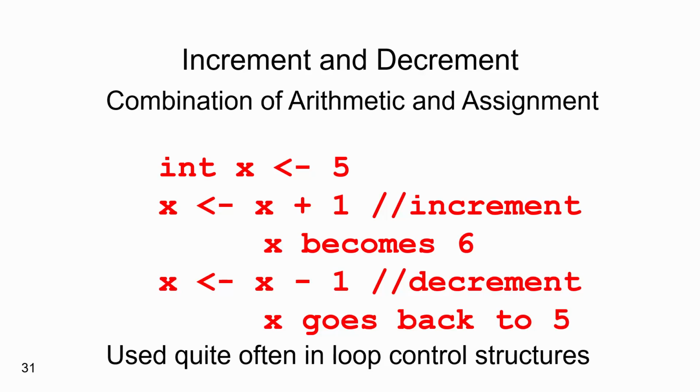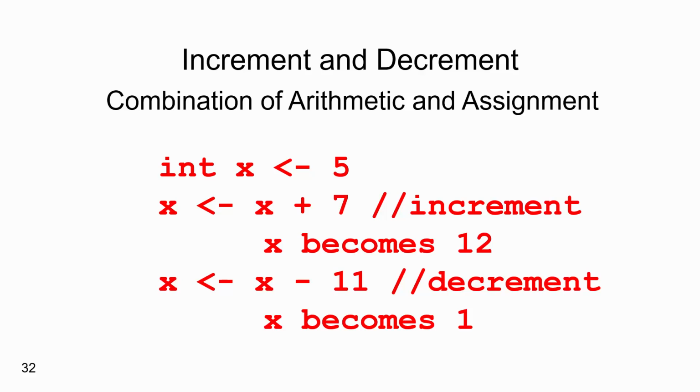The increment and decrement operations are used quite often in programming, where the value in a variable is changed based on its current value, either adding one to itself, an increment, or subtracting one from itself, a decrement. You can add or subtract more than just one if the situation calls for it in the program, as you can see in this example.